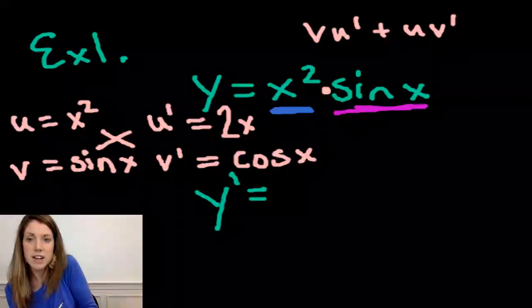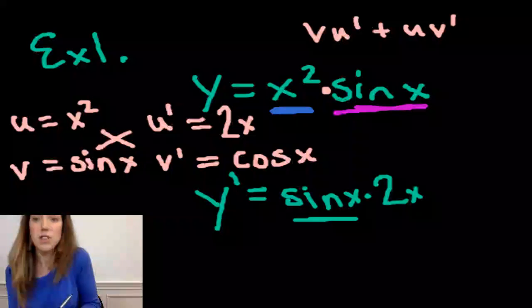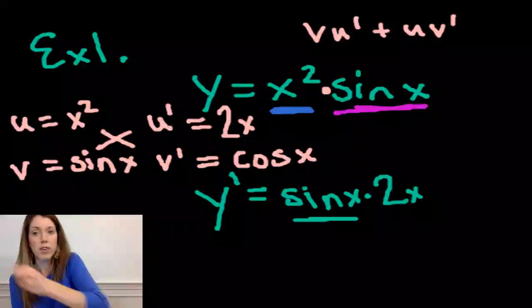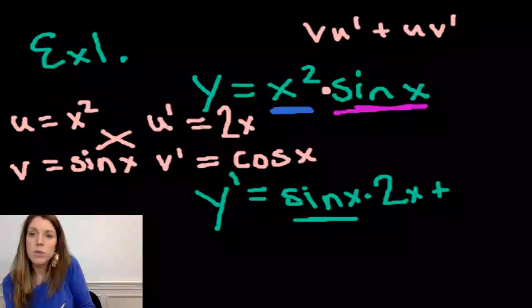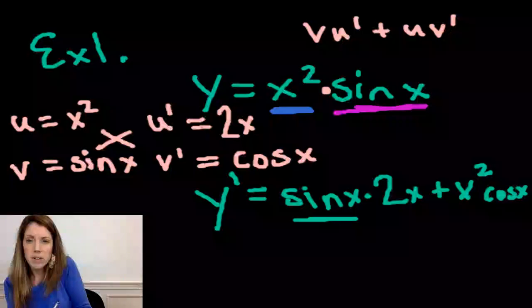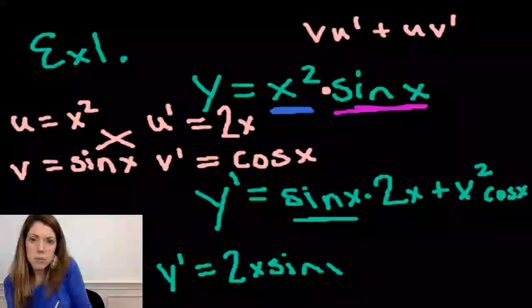So v is sine of x. U prime is 2x. Keep in mind that that 2x is not inside the sine function. So that's like 2x out front or outside of sine x. Plus u v prime. U is x squared. V prime is cosine of x. So if I write that out in a slightly easier to read way, I would write it as 2x sine x plus x squared cosine of x.